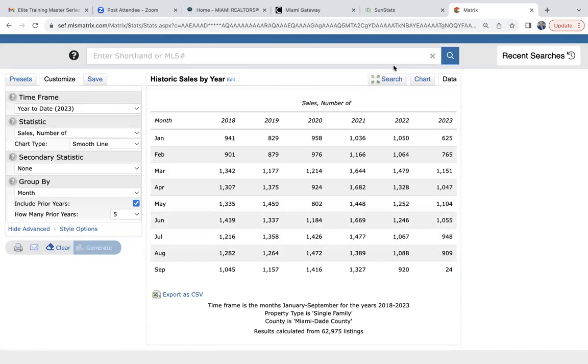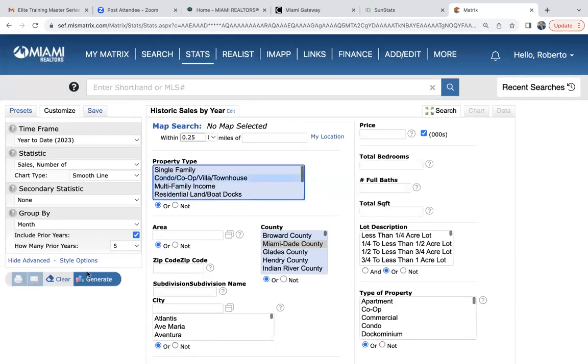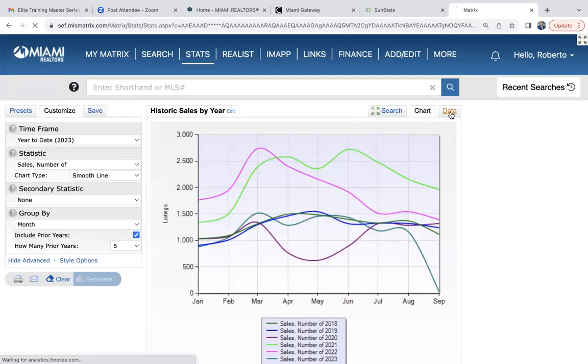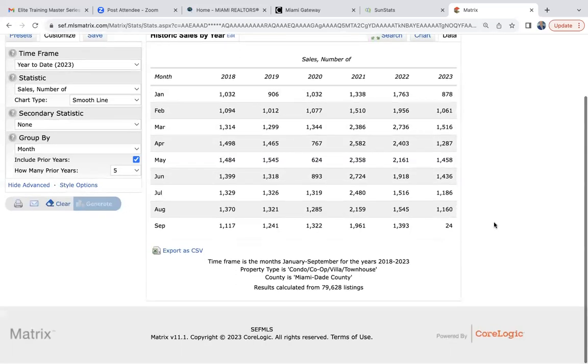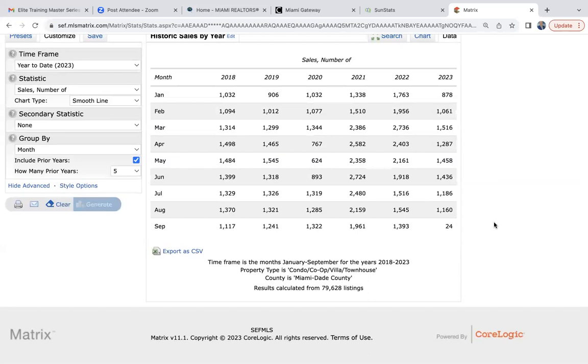Moving over to condos, you just got to click on search and then switch over to condos, click on generate. All right, go to data, and condos also reflects the same in January. That's a huge dip. All right, from 1,763 condos to only 878 condos in January of this year. That is a huge dip. Here we also have about a 900 unit dip. Here we have a 1,200 unit dip. So as you can see, all right, we're selling a lot fewer condos than what we did in 2022.